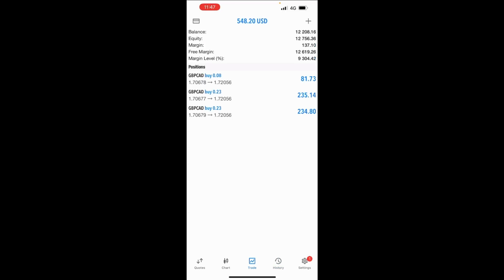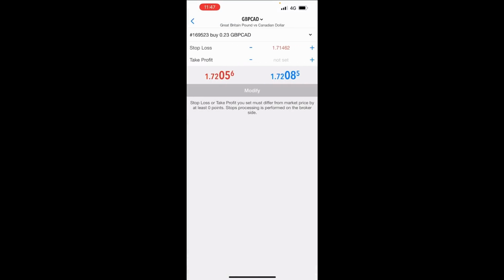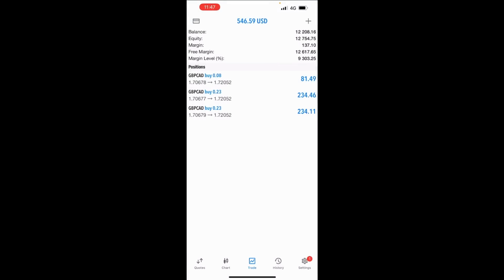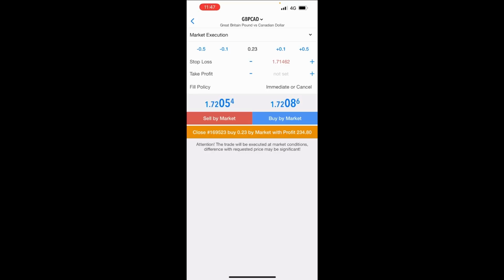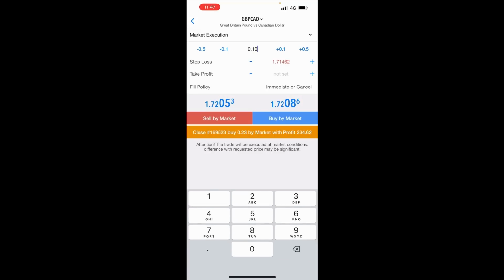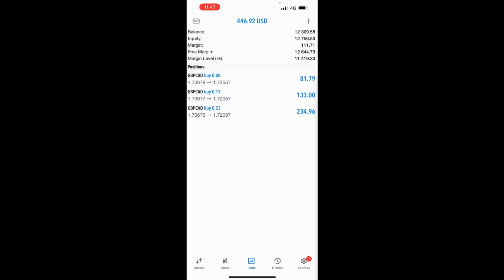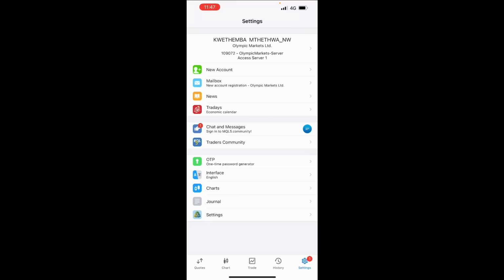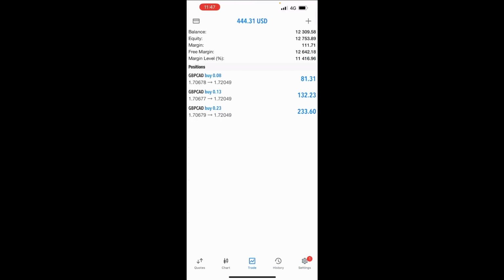So I can also do this here. I can close 0.10 from this and say modify and close. 0.10 is closed from this, and the other portion is still left running. So this is a very important trick that you guys can apply as well.